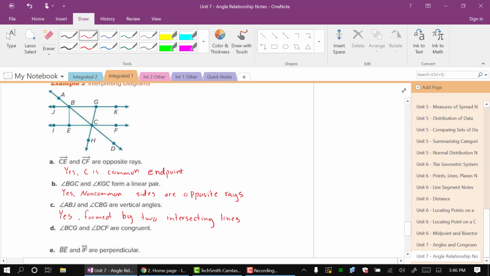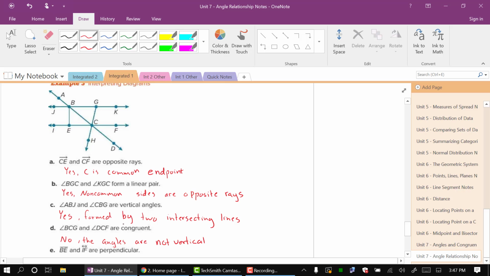Angle BCG and angle DCF are congruent. BCG and DCF. Well, they're not vertical, so we don't know that they're congruent. So we cannot assume that. The angles are not vertical. If they are vertical, we could assume that.